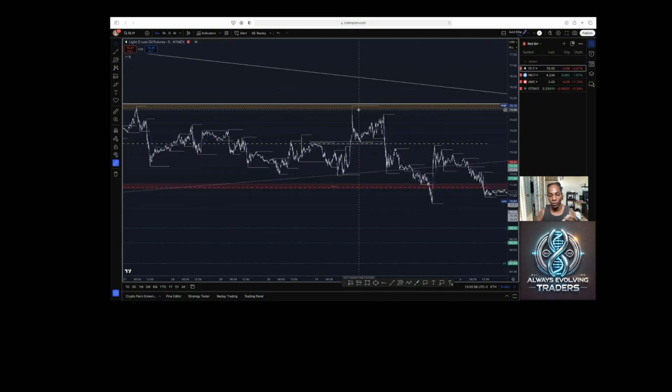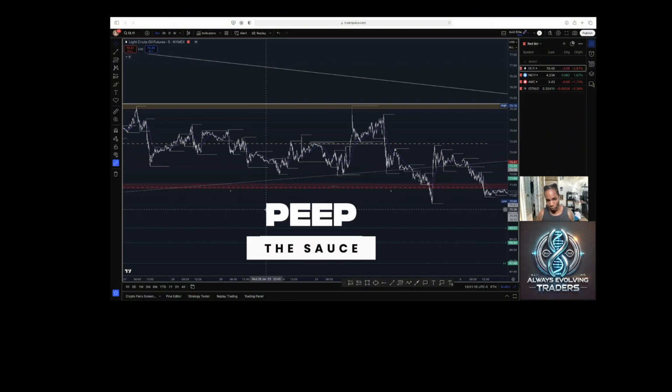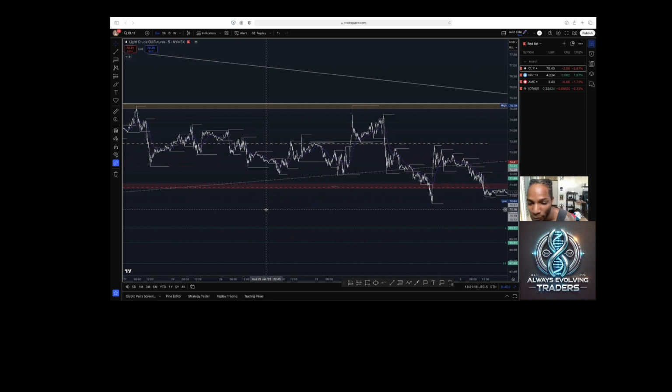This is oil, by the way, on the 5-minute chart. I got a 50 EMA, and then these white lines are 2-hour highs and lows. So basically, when you're looking for liquidity, you always want to use a higher time frame, and then you want to execute on the lower time frame. So the 2-hour is my higher time frame, and the 5-minute is my lower time frame. So let's go ahead and start.